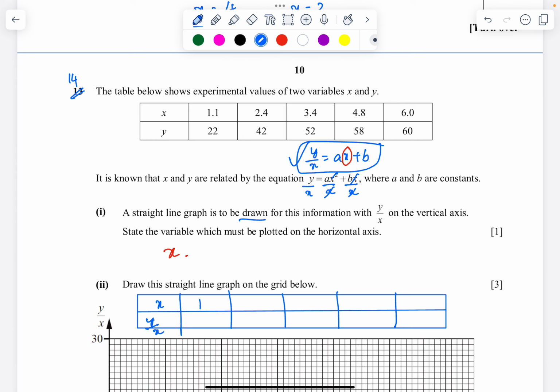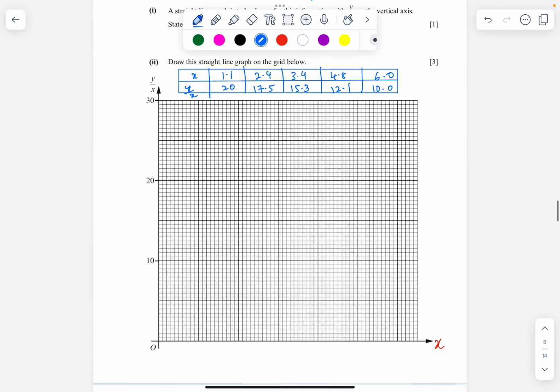So when x is 1.1, y by x is going to be 20. When x is 2.4, y by x is going to be 17.5. When x is 3.4, y by x is 15.3. When x is 4.8, y by x is 12.1. This is 6.0 and this is 10.6. So now I'm going to put the points here.